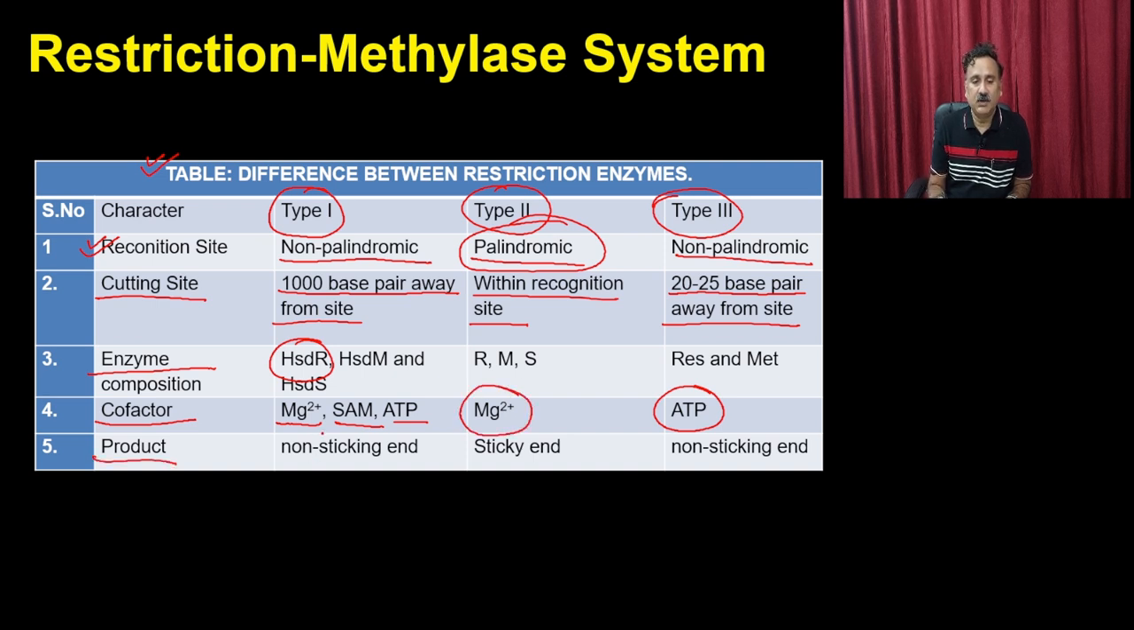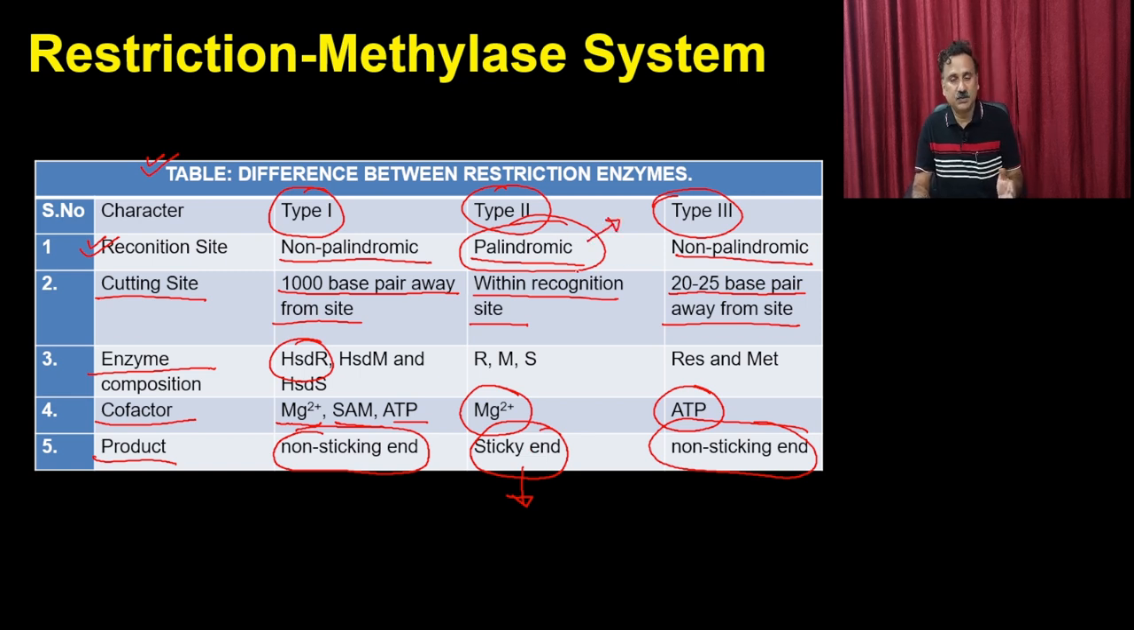Products: you are going to have the non-sticky end product in the case of type 1 and type 3, whereas in type 2 you are going to have the sticky end. So, what is meant by the sticky end, and what is meant by the palindromic sequences, we are going to discuss in our subsequent slides.